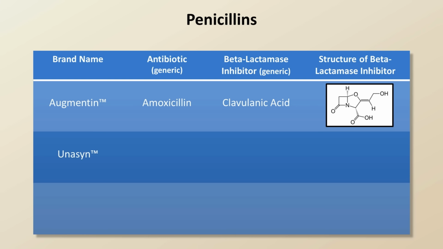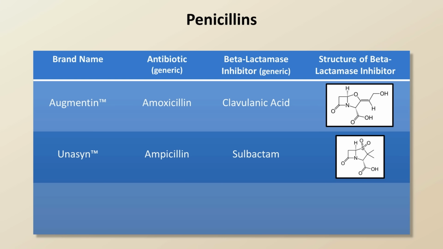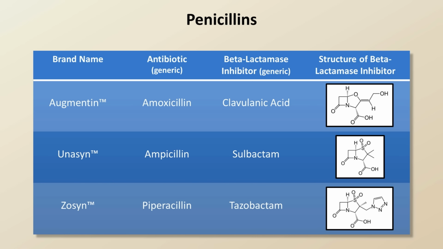Unasyn is the combination of ampicillin and sulbactam. The ubiquitous Zosyn is the combination of piperacillin and tazobactam. You can see that all of the beta-lactamase inhibitors are themselves beta-lactams. The addition of the beta-lactamase inhibitor significantly increases the spectrum of activity of these drugs so that they can be used against bacteria which are commonly resistant to the penicillin antibiotic alone.